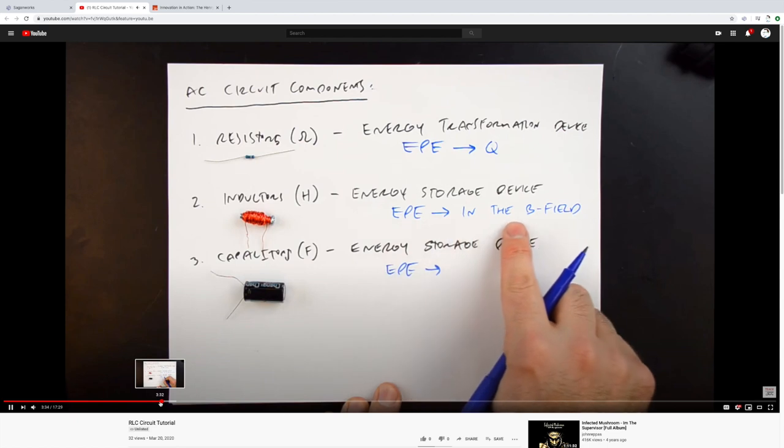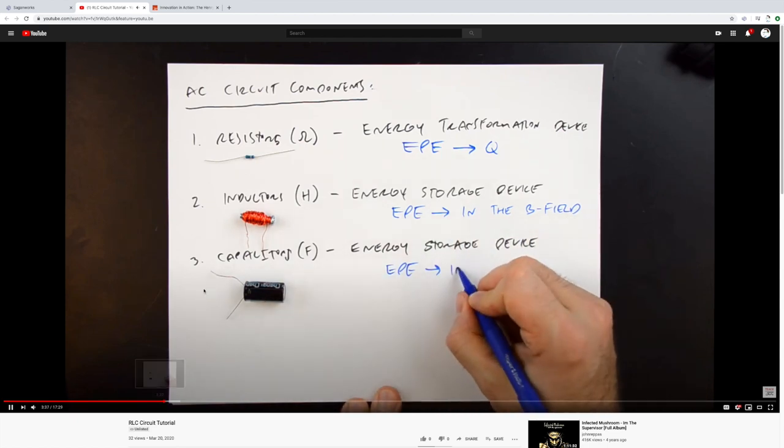Thinking that the inductor stores it in the B field, the capacitor stores it in the E field.